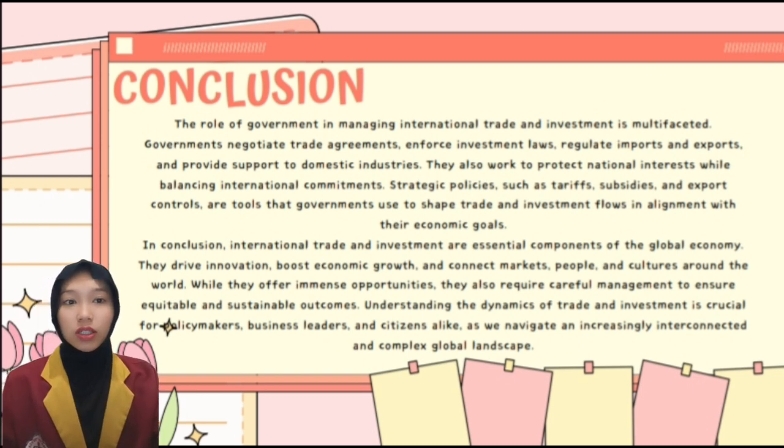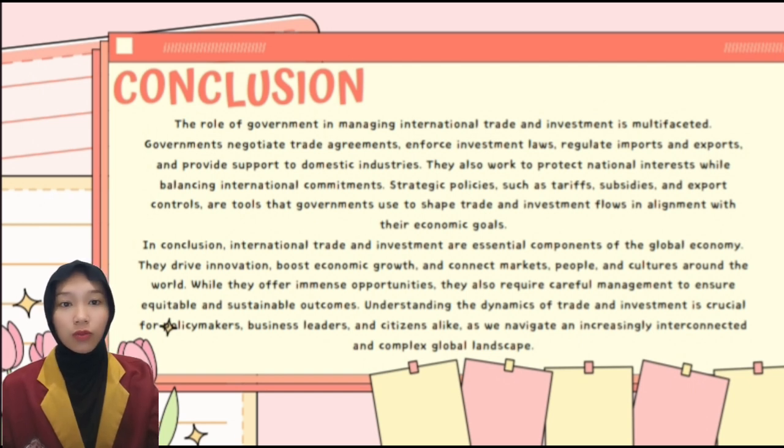In recent years, digital globalization has further transformed international trade and investment. E-commerce platforms, digital services, and fintech have enabled small and medium enterprises to participate in global markets with lower entry barriers. Cross-border data flows and digital infrastructure investment are becoming as important as traditional trade in goods. This digital shift presents new opportunities but also raises concerns about data privacy, cybersecurity, and digital inequality.